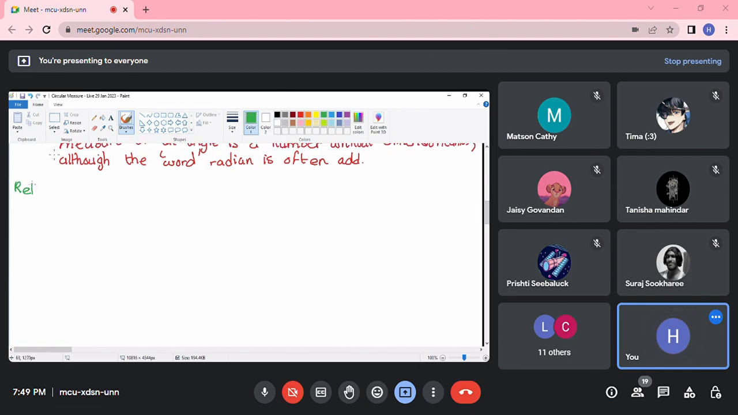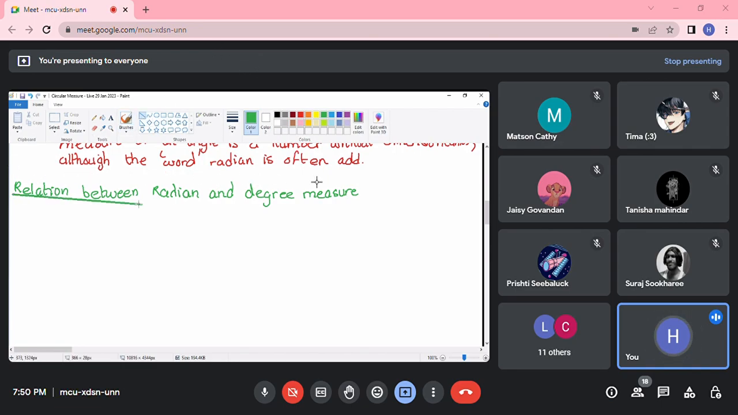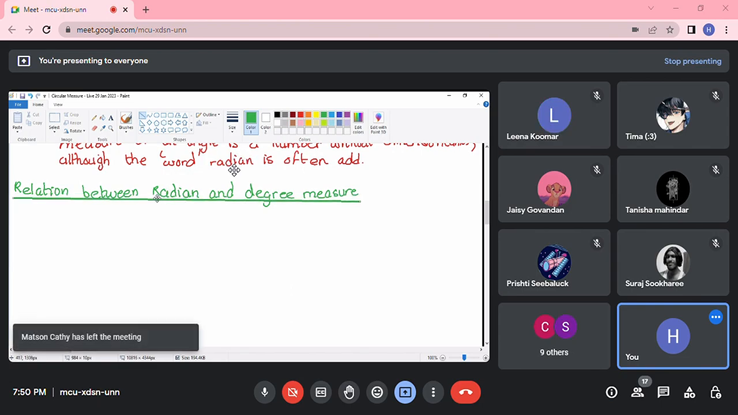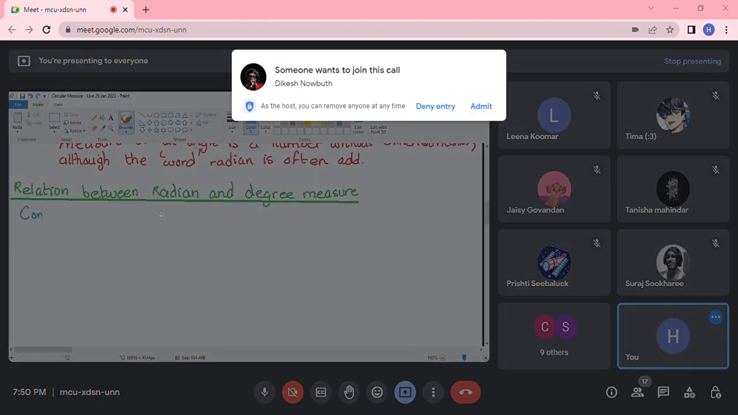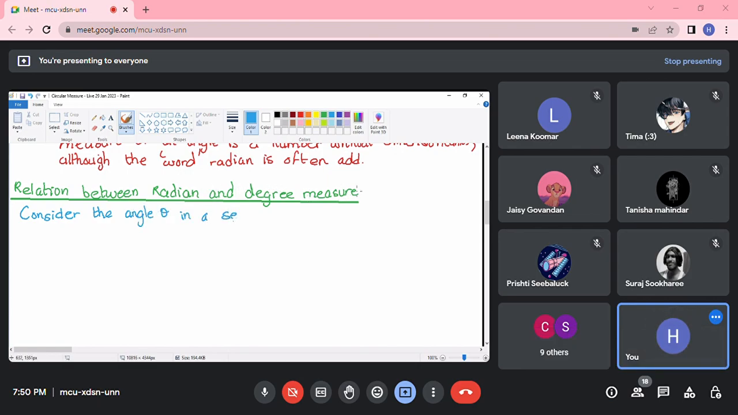So, relation between radian and degree measure. So, this is the second part of this lecture. So, consider the angle theta in a semicircle of radius O, as shown below.